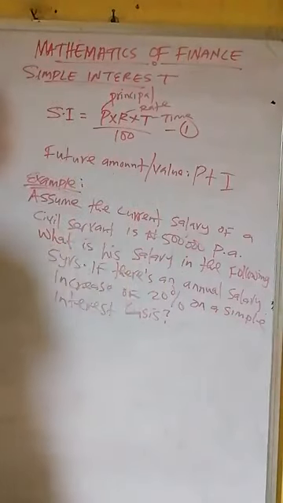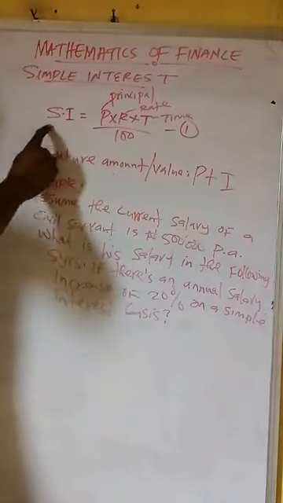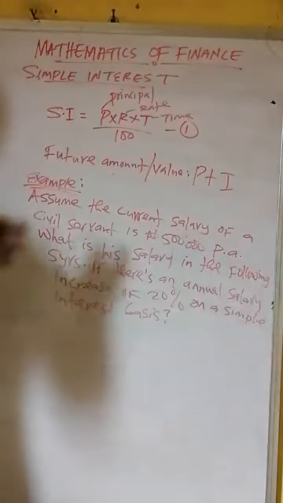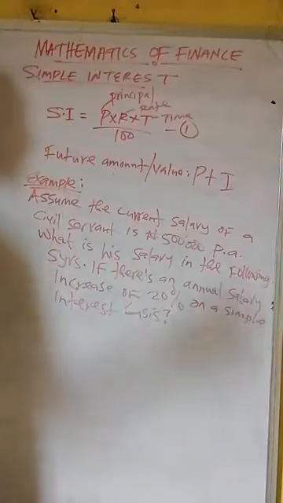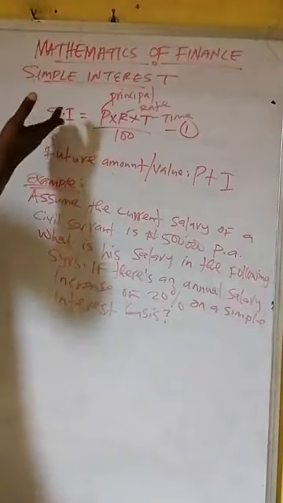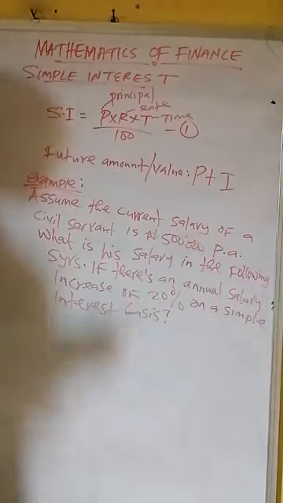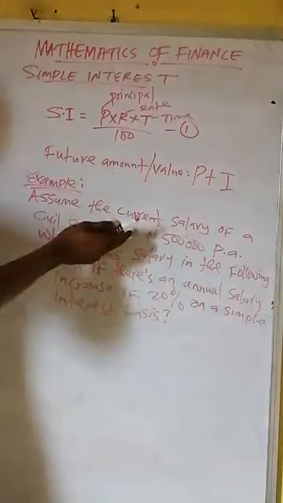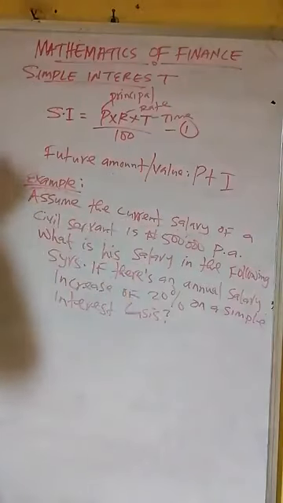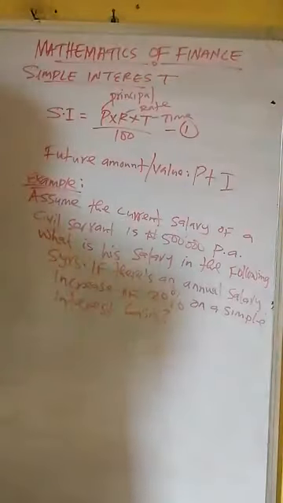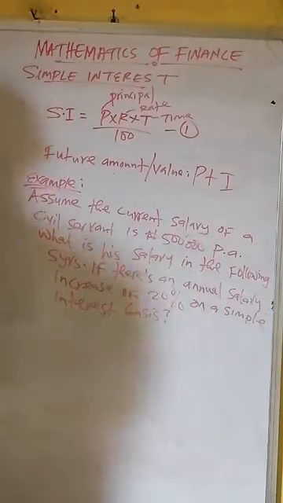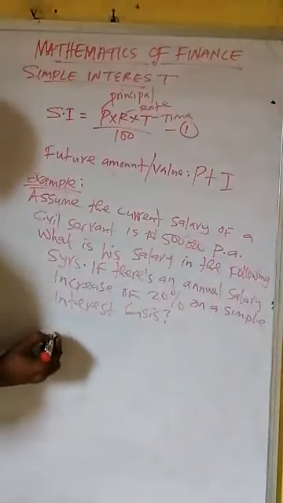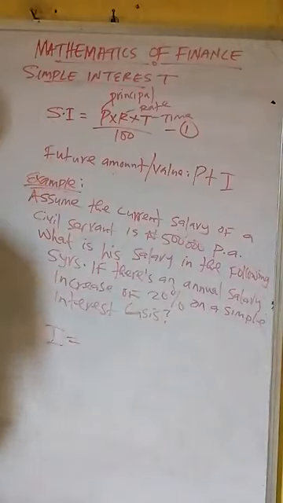Now, looking at the formula I've cited here, if you are working under simple interest, the first thing you should do is compute the interest first. So what will now be the interest based on his current salary? The simple interest on that will be what? The interest will be equal to what? Principal.